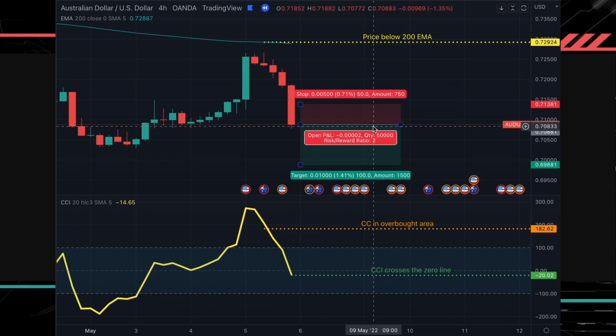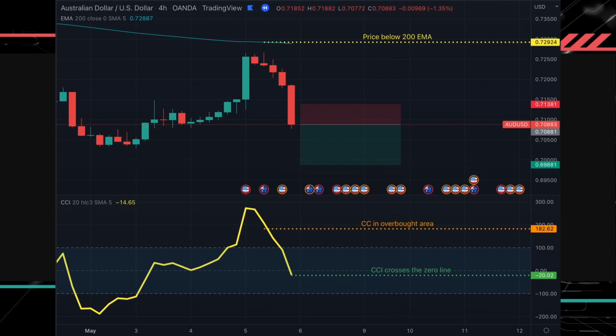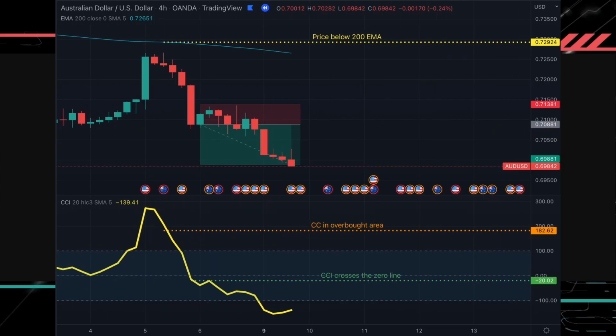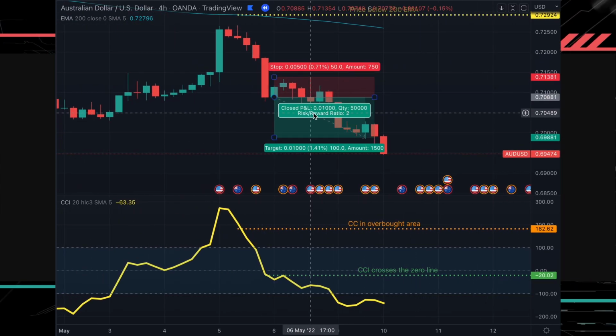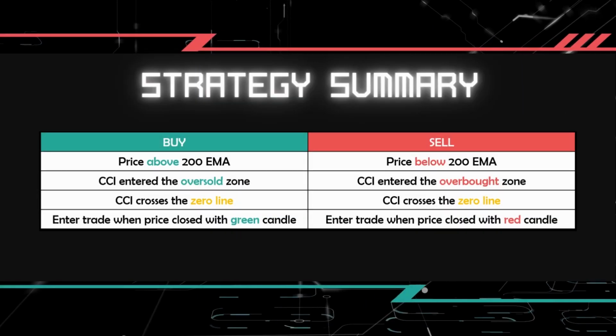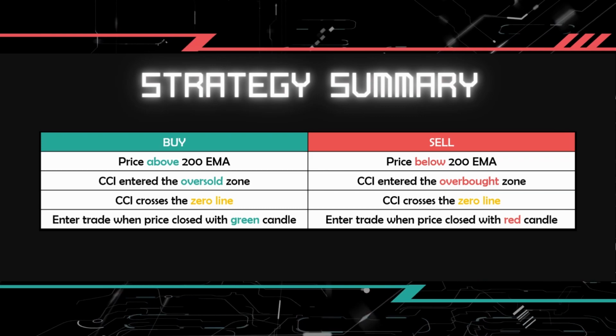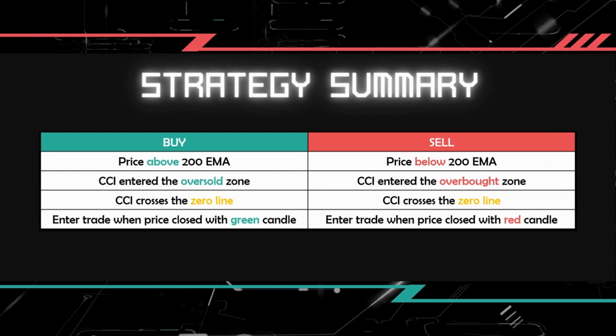For this example, we will set our stop loss at 50 pips and our take profit at 100 pips. This will give us a risk to reward ratio of 2. After trading for a while, the trade turns out to be a winner. By now you must be familiar with our sell strategy. We have provided a summary page for you to take note. Please feel free to pause the video or take a screenshot of this.